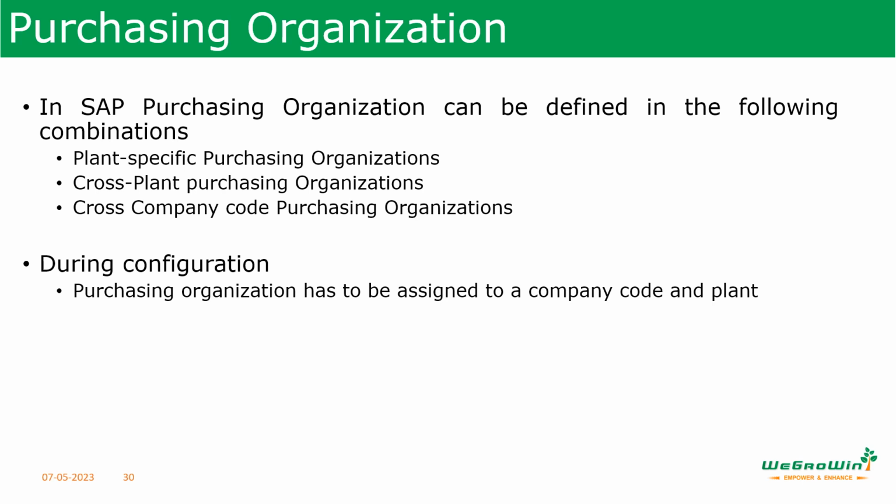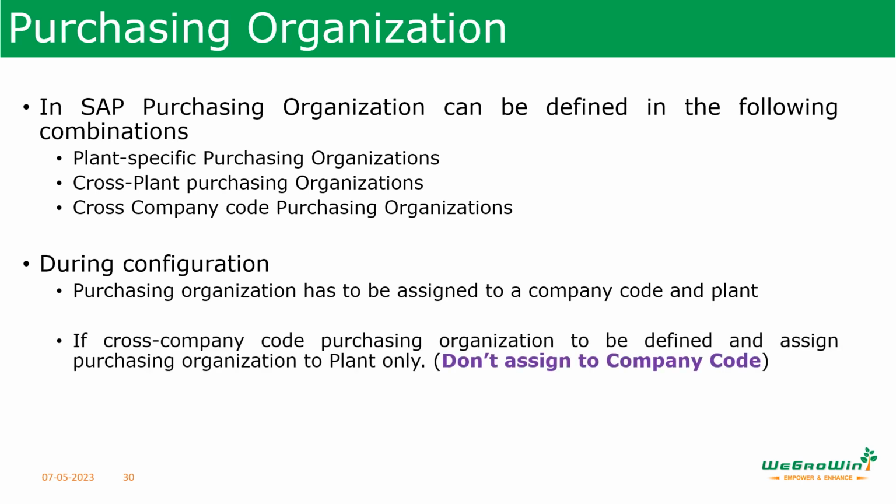If you do not assign a company code to a purchasing organization, the purchasing organization can engage in procurement activities for every company code. And if a cross-company code purchasing organization is to be defined, assign the purchasing organization to the plant only. Please note that in this case, the purchasing organization should not be assigned to a specific company code. Be very careful. Please consider this.